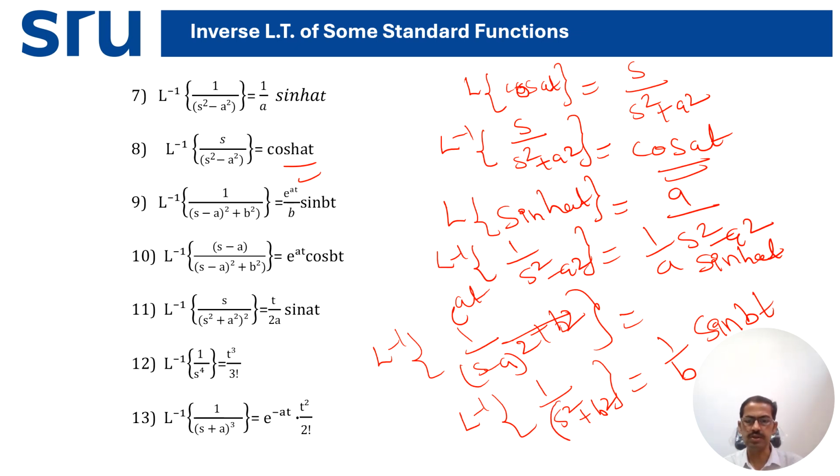In place of s, what is there here? s minus a is there. So just add e to the power of at by the first shifting theorem. s is replaced by s minus a, so e to the power of at is added. Suppose s plus a whole square is there, just add e to the power of minus at. Already we discussed this in the first shifting theorem of the Laplace transform. Just reverse here.